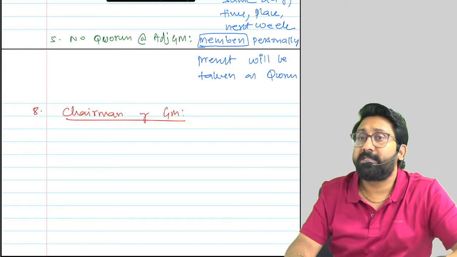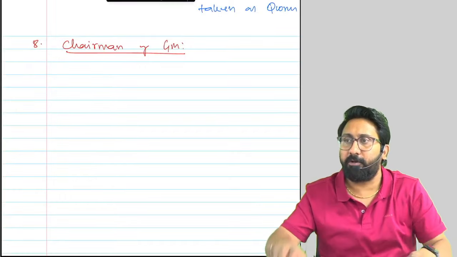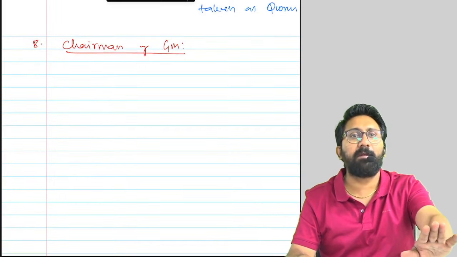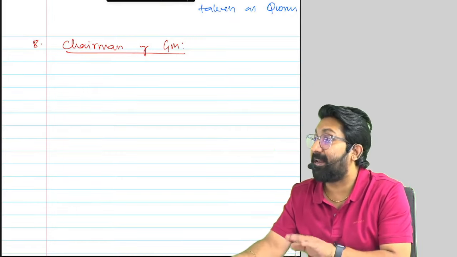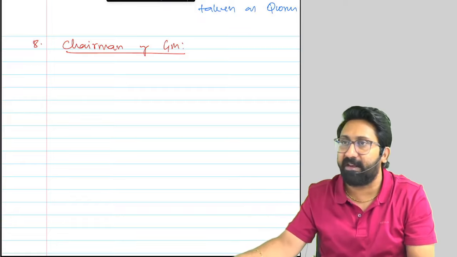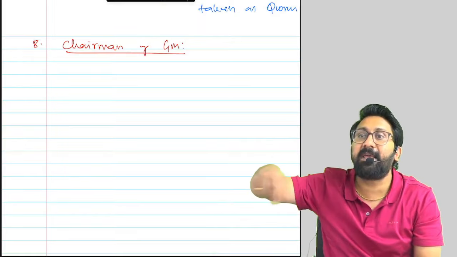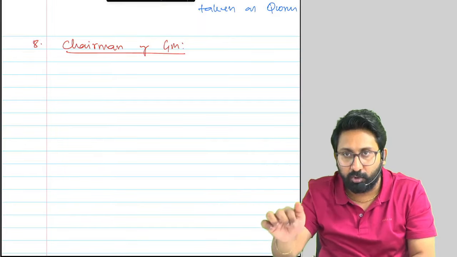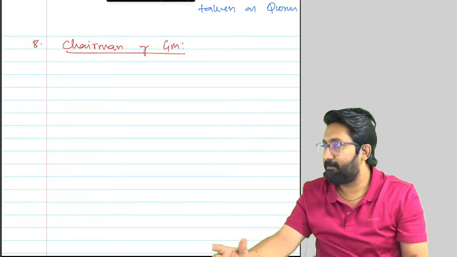See the screen. Chairman of general meeting. What is the important point from the exam's point of view? Listen. How will the chairman be elected? Chairman will be elected by articles. If articles say nothing regarding chairman appointment, then members personally present at the meeting will choose one among them to become the chairman of that meeting.